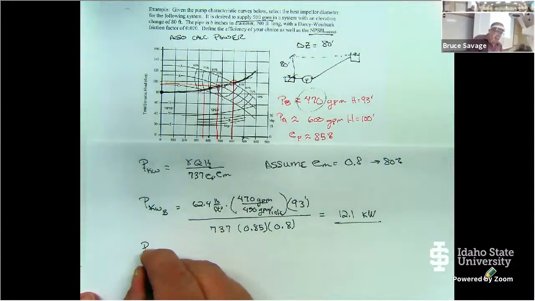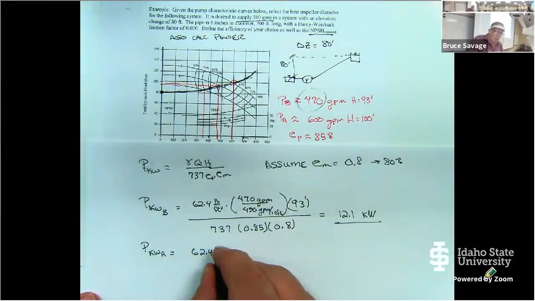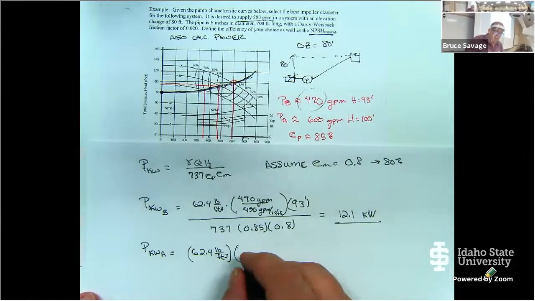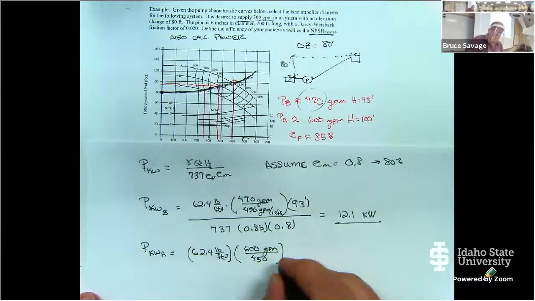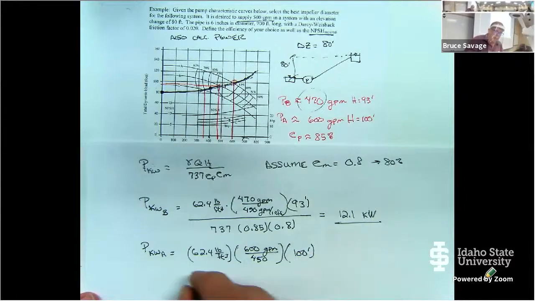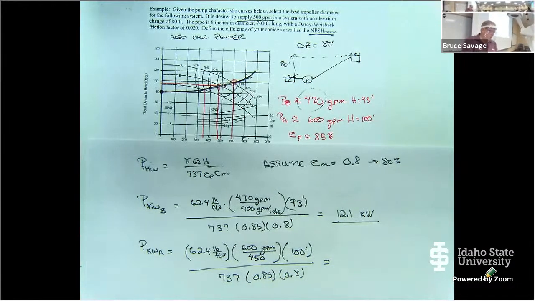Now I can also calculate the power in kilowatts of pump A. So 62.4 pounds per cubic foot times 600 gallons per minute divided by 450, times the head that it needs, which is 100 feet of head. And divide that by 737 times the efficiency of the pump, which is 0.85, times the efficiency of the motor, 0.8. And do that calculation now.